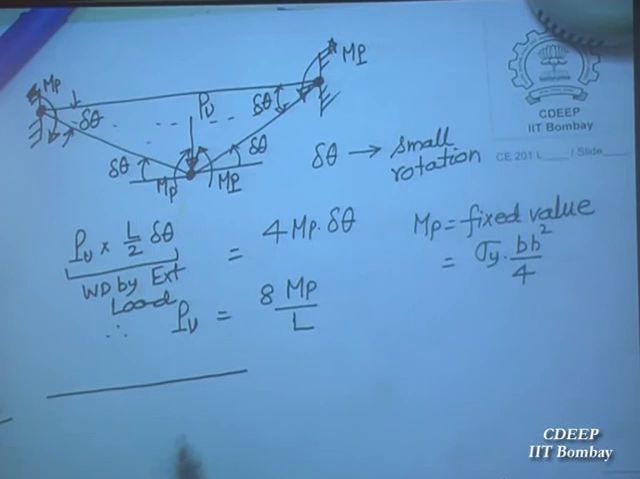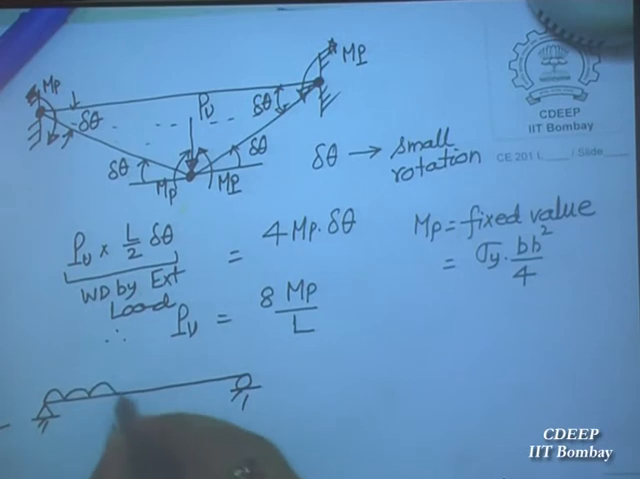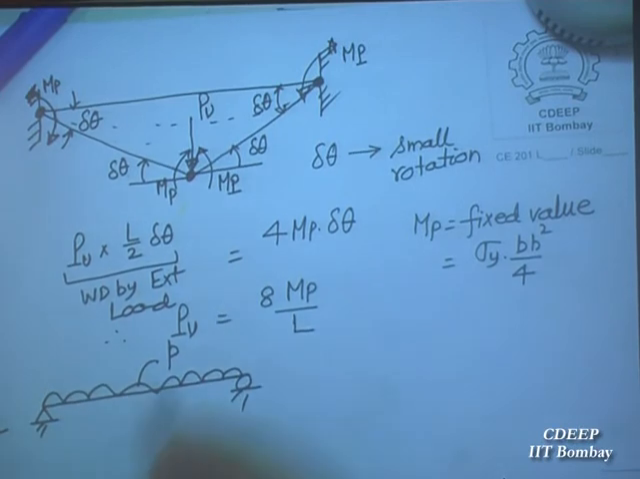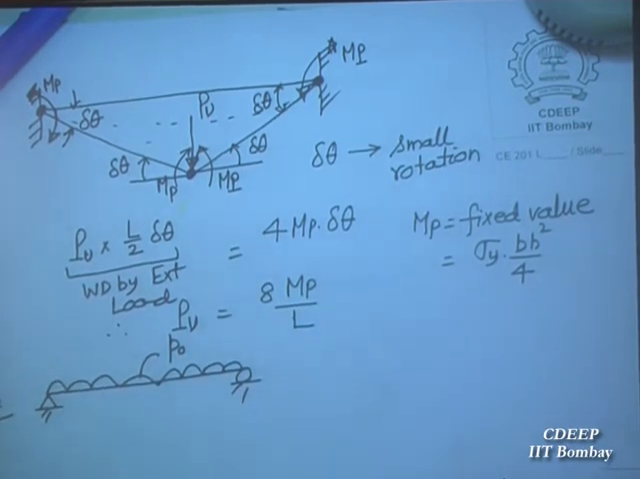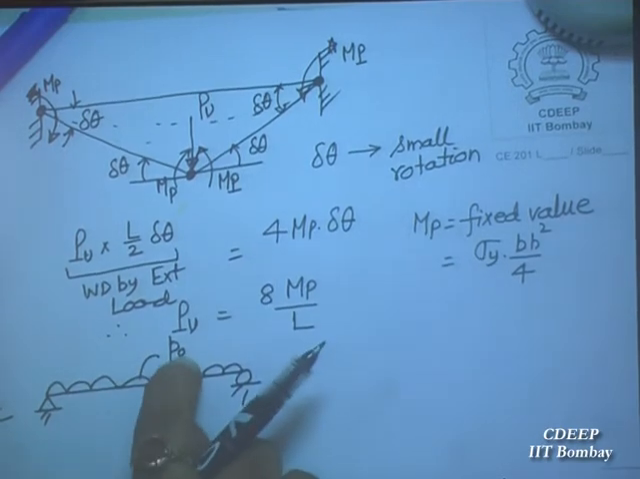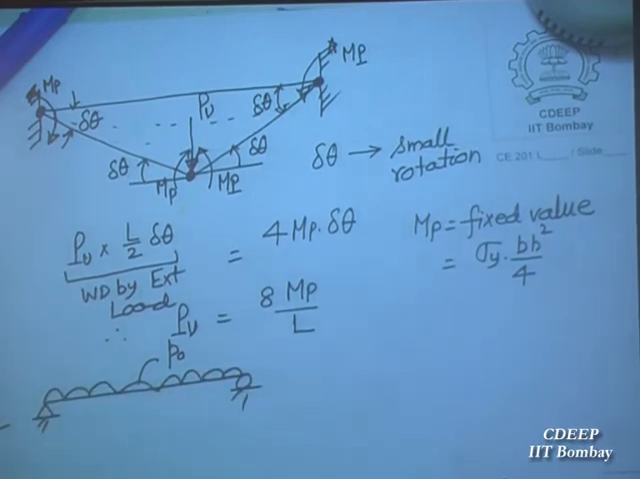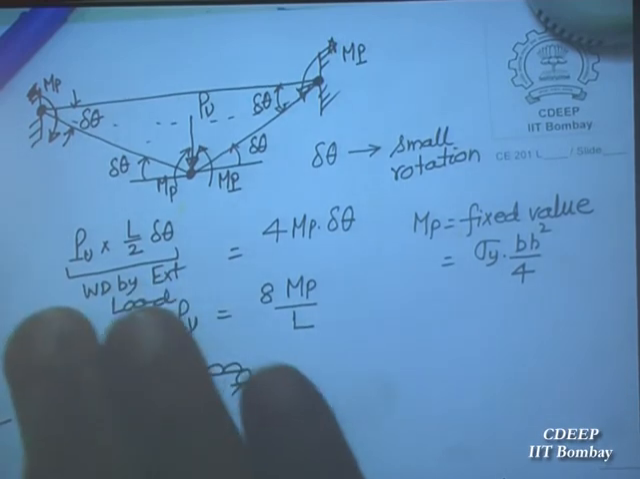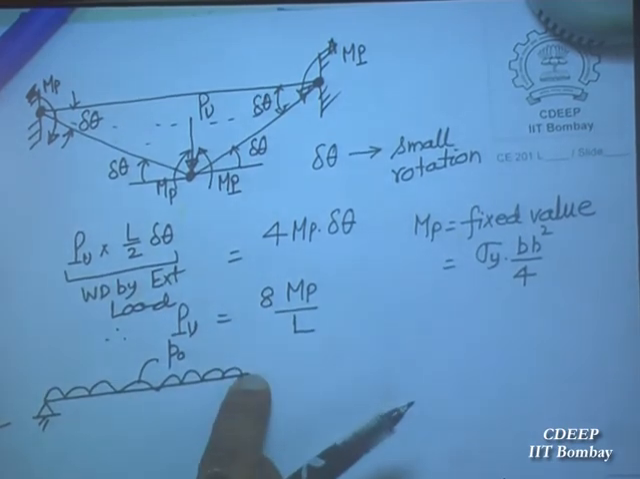I will stop, my dear friend, so don't worry. If it is subjected to a uniformly distributed load P naught, then please find out what is the load carrying capacity. That means what is the value of maximum P naught. We will be increasing the uniformly distributed load slowly and slowly. So what is the maximum P naught that can be put on this beam?